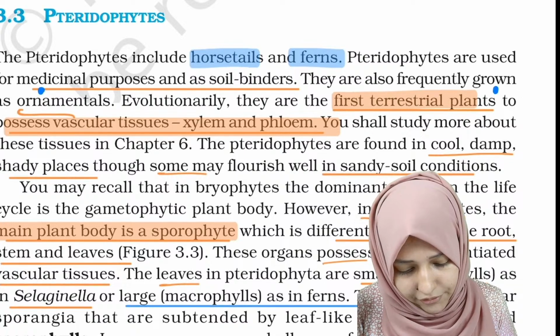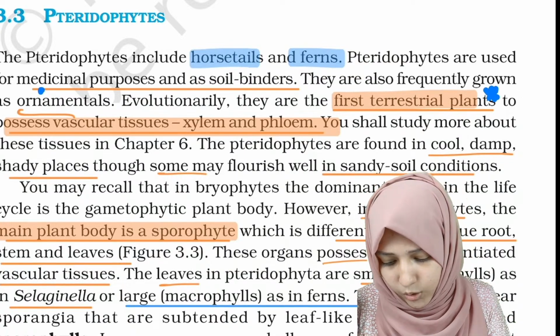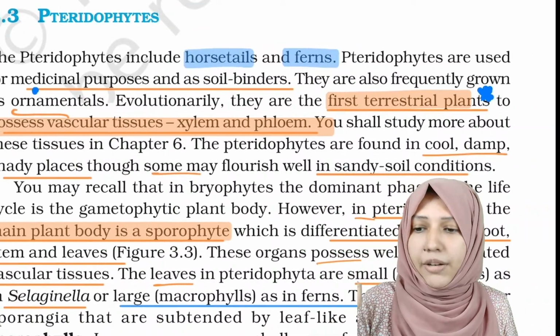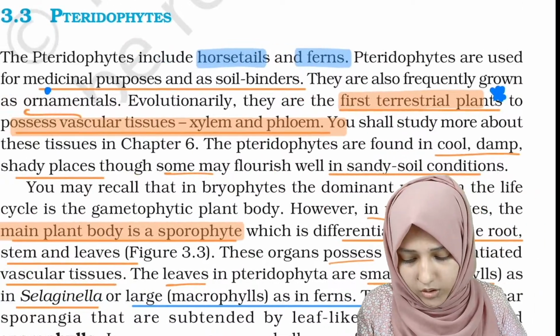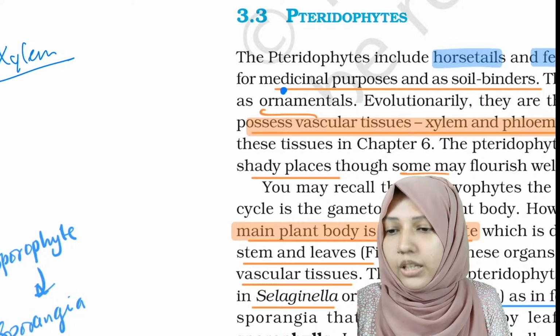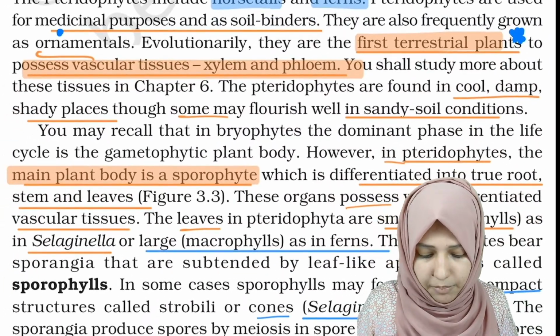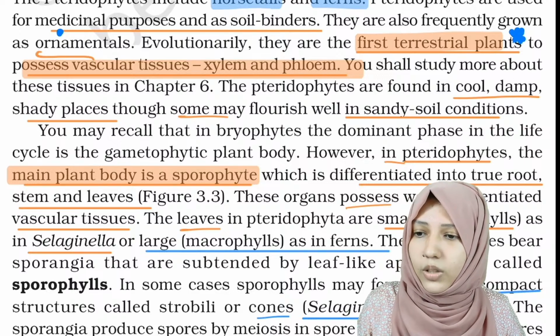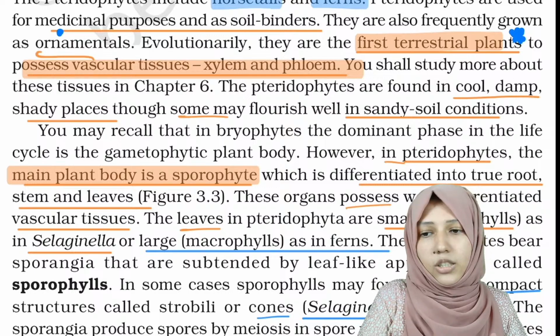They are the first terrestrial plants to possess vascular tissues, xylem and phloem. Pteridophytes are the first plants having xylem and phloem, known as the vascular tissues. They usually grow in shady places, but they can also grow in sandy soil conditions.